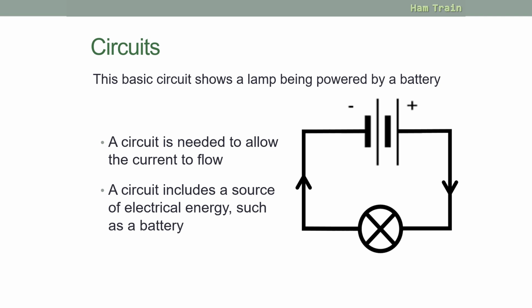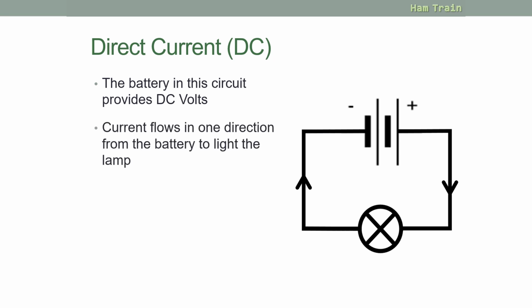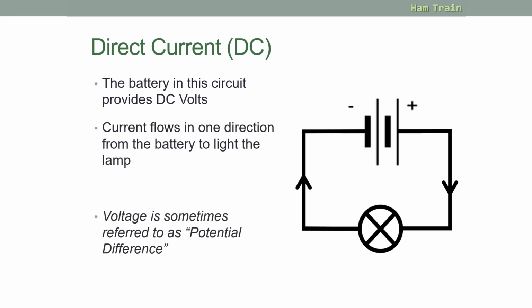Here we're looking at direct current, where you see the current flows from the plus of the battery, through the circuit, into the lamp, and then back to the battery. This circuit is providing DC, direct current. The current flows in one direction, from the battery to light the lamp. And remember, as I mentioned earlier, voltage is sometimes referred to as potential difference.